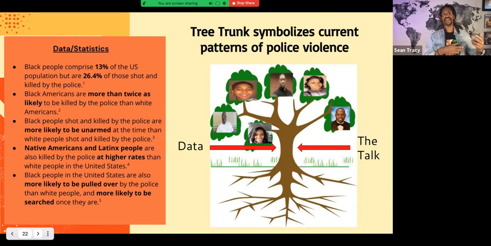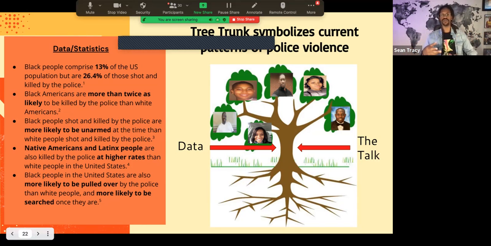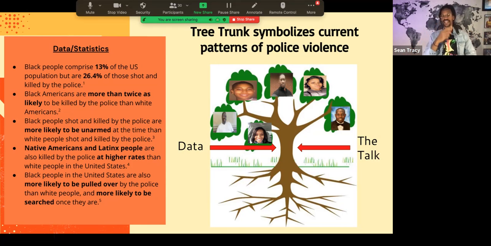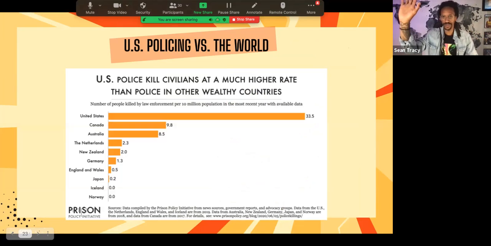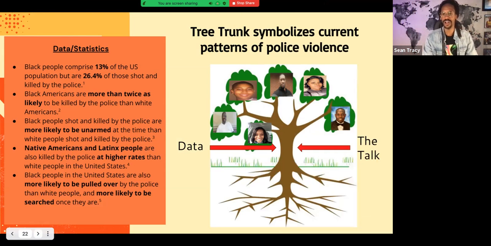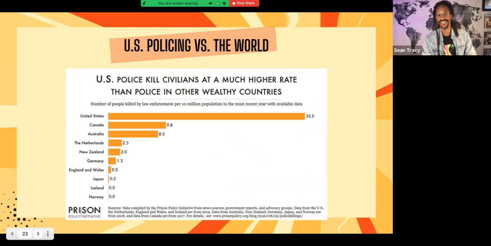Then we break down the data, and we talk about one specific concrete example, which is the talk. You can use the little reaction icon if you're familiar with the talk, from a criminal justice standpoint.